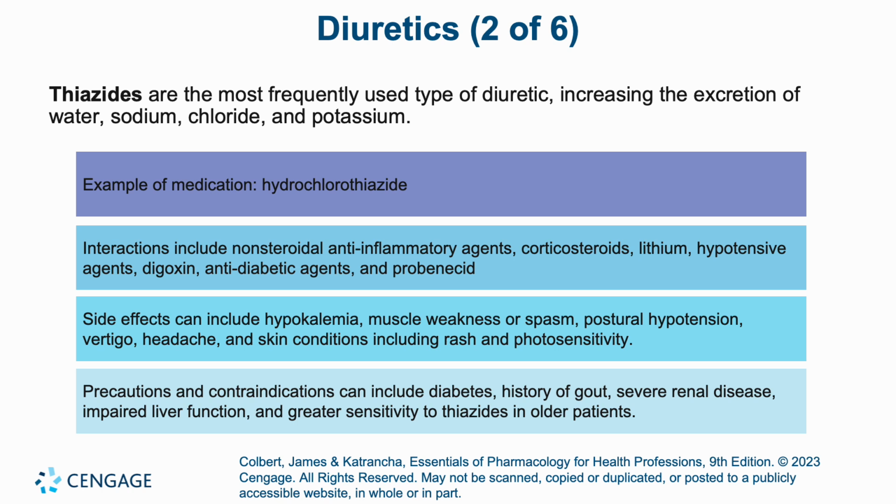Side effects of these medications can include hypokalemia, so low potassium because you're excreting potassium, muscle weakness or spasm, postural hypotension, meaning when you go from laying down to sitting to standing up, it can cause your blood pressure to drop, vertigo, which is a sensation of the room spinning, headache, and skin conditions including rash and photosensitivity. Now, most of these side effects can be attributed to electrolyte imbalance and or fluid imbalance.